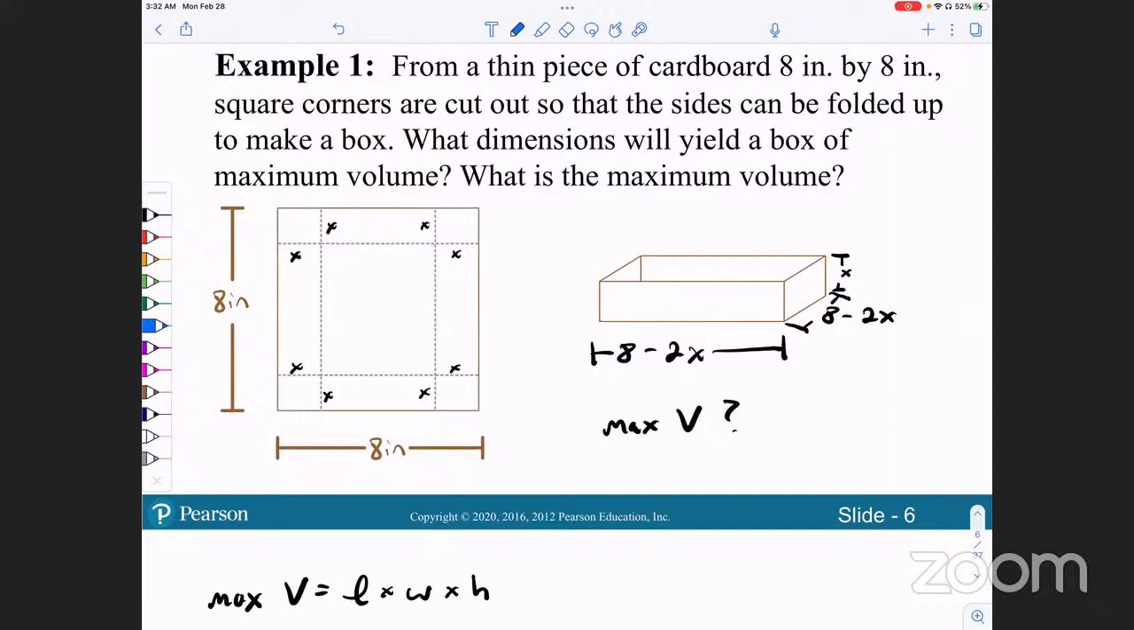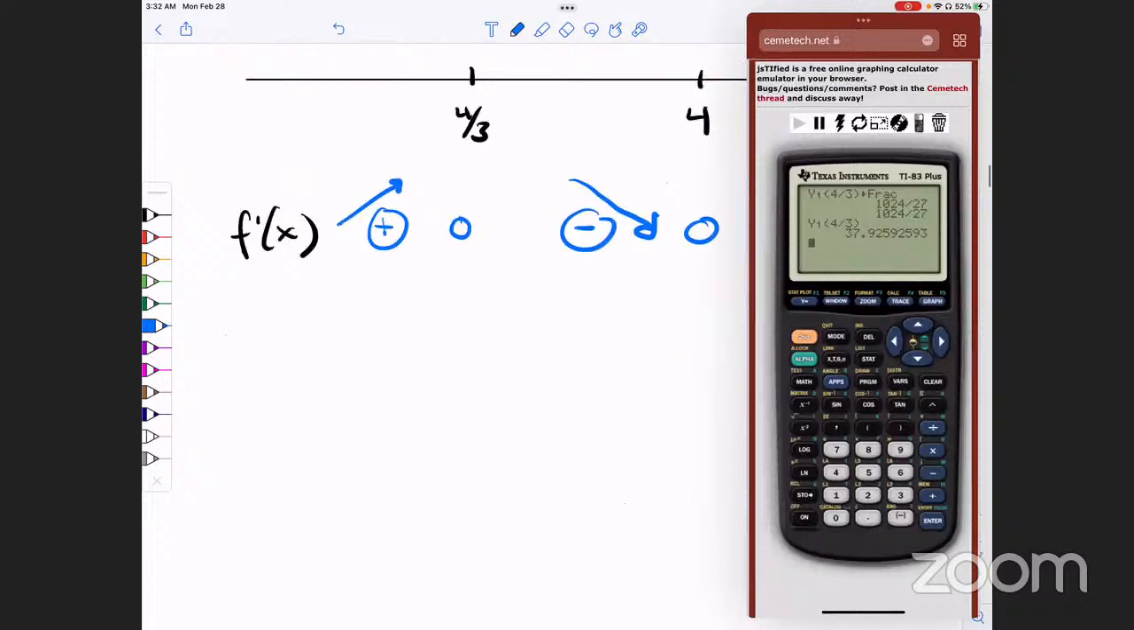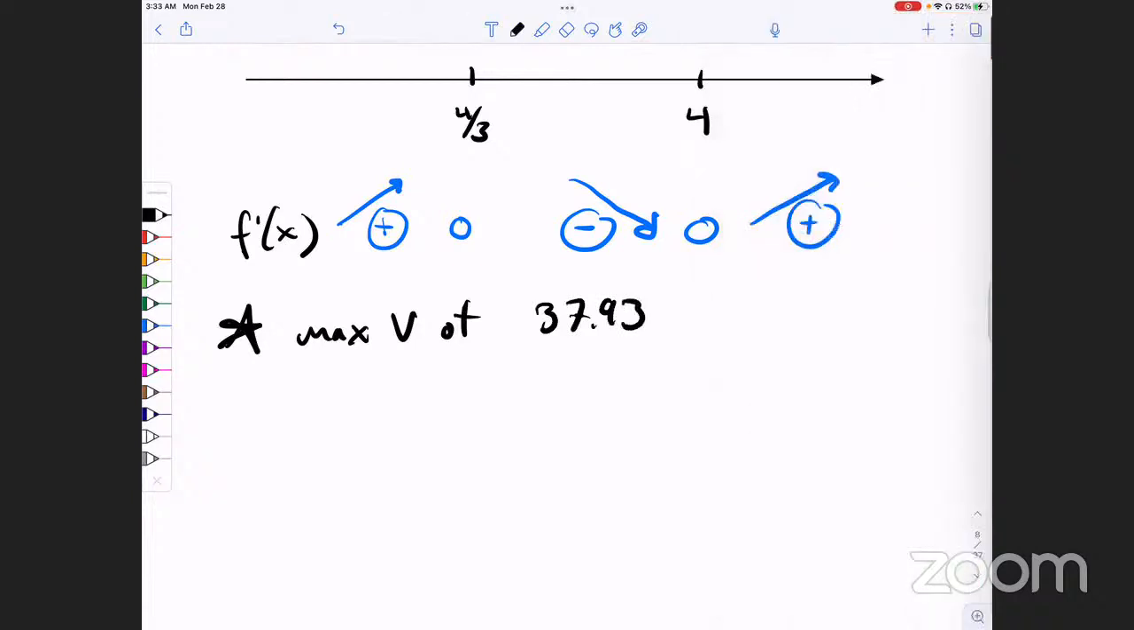Okay. So what are the dimensions? So now for the maximum, we'll just call this star. We got a max volume of 37.93 cubed.